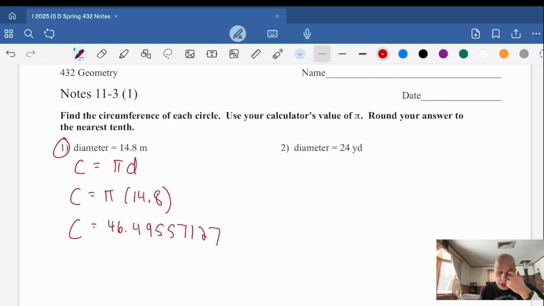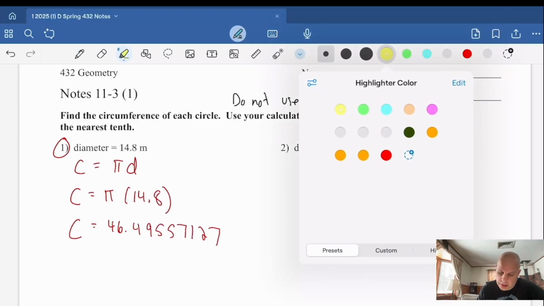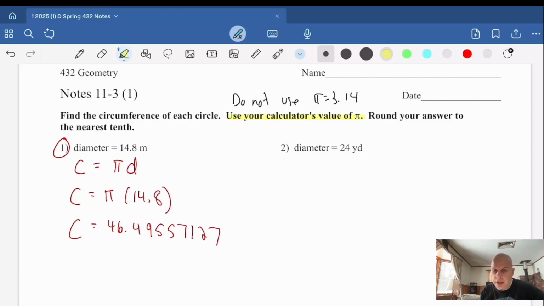46.49557127. Don't use 3.14. Let me write that down here. Do not use pi equals 3.14. I want you to use your calculator. Use your calculator's button to get pi.